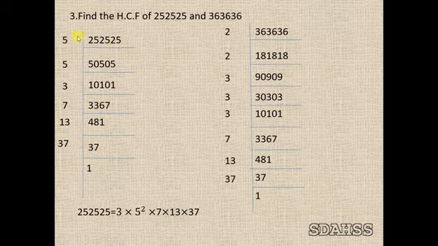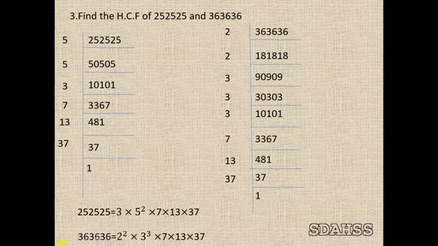252,525 equal to, you have to write all the factors. Then 3 into 5 square into 7 into 13 into 37. Then 363,636 equal to, so the factors are 2 square, 3 cube, 7 into 13 into 37.